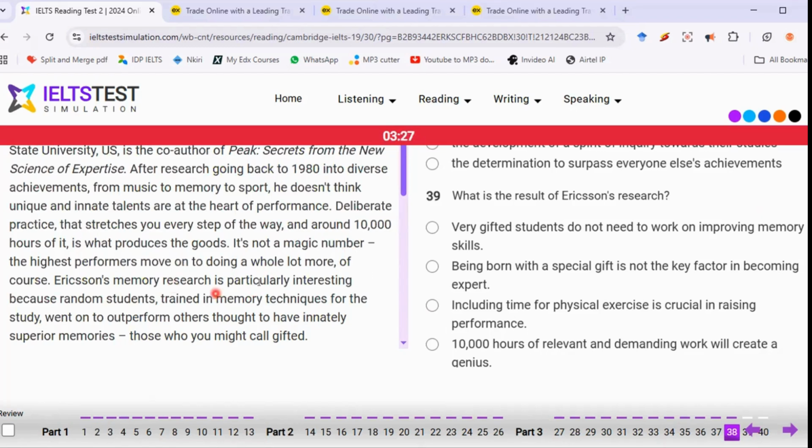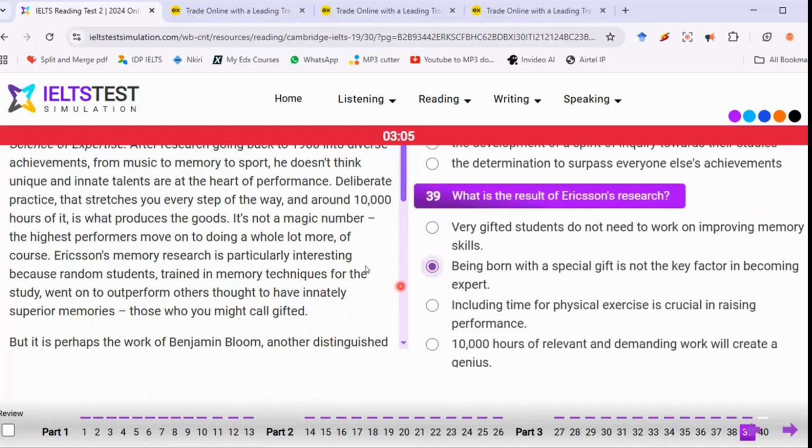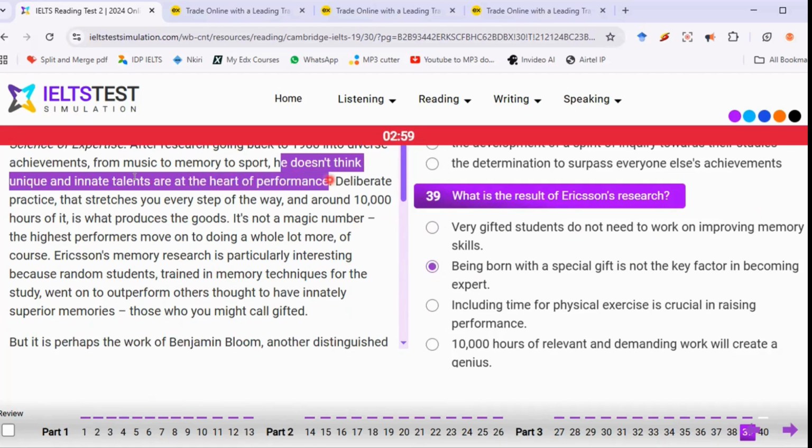Erickson's memory research is particularly interesting because random students trained in memory techniques for the study went on to outperform others thought to have innately superior memories, those you might call gifted. The result is that very gifted children do not need to work. No, being born with special gifts is not the key factor. Yes, I think this is correct. Look at it here. It says it doesn't think that being unique talent are the art of performance. This innate talent, that's going to be option B.